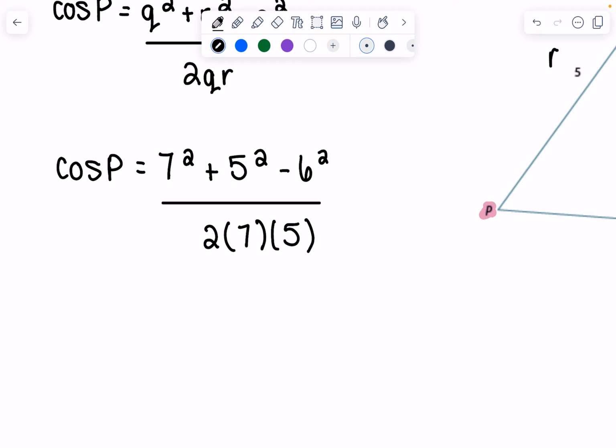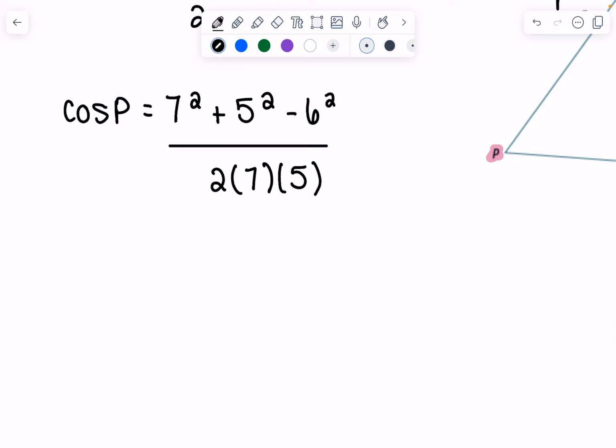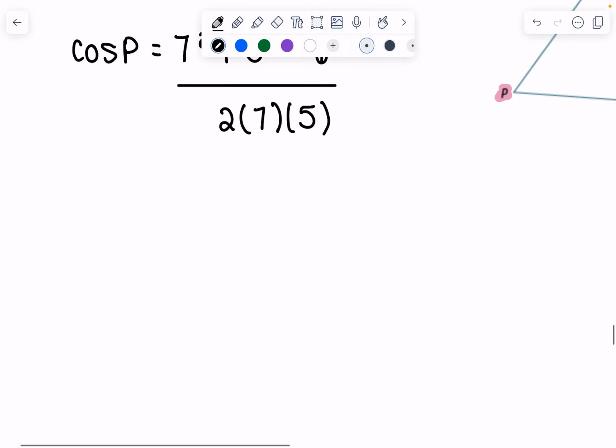Okay, these are pretty manageable numbers. So a lot of it, I mean, you could do pretty fast. 7 squared is 49, 5 squared is 25, 6 squared is 36. Alternatively, of course, you can use a calculator, it's no problem. In the end, you'll get 38, and then 2 times 7 times 5, which is just going to be 70.